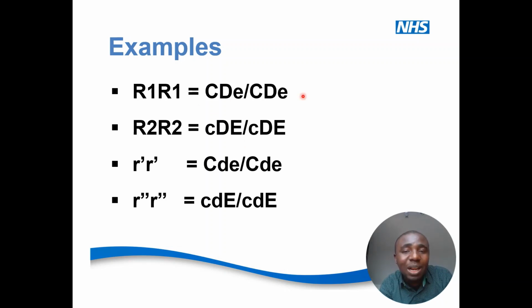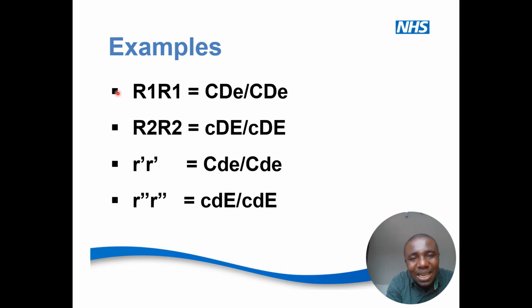Once you write the formula, you can then tell them that R1 means that the blood has big C antigen, big D antigen, and it has little e antigen. That's what it means. R2, what does it mean? You write the formula again. You say it means it has little c antigen, it has D antigen, it has big E antigen. That's it.